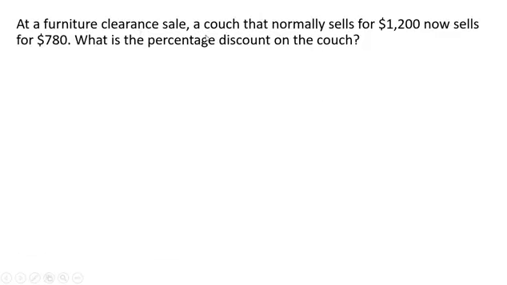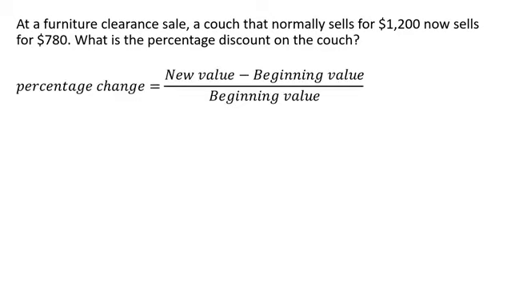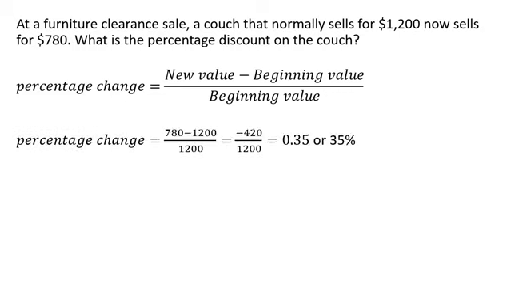So at a furniture clearance sale, a couch that normally sells for $1,200 now sells for $780. What is the percentage discount on the couch? So the new value minus beginning value divided by beginning value. So the new value is $780. That's what it'd be selling for now. It used to sell for $1,200. So we're going to divide that all by 1,200. And it looks like we got a 35% discount. 35% off.